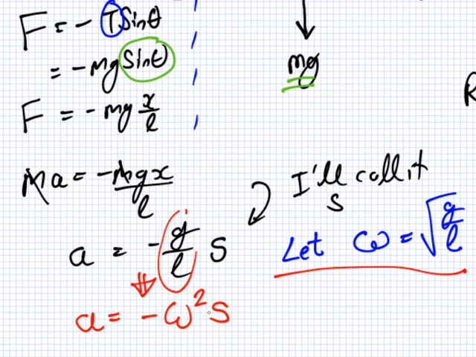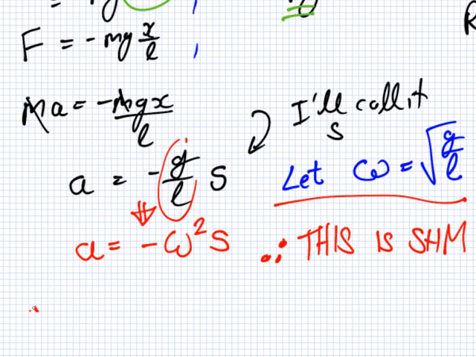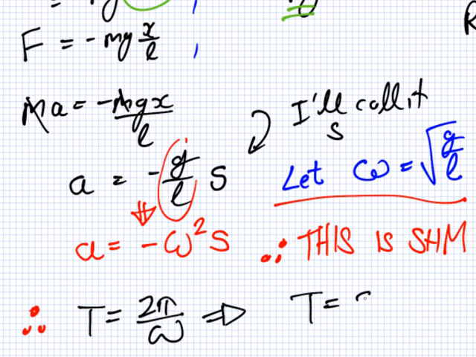Does this formula look familiar? It's the formula for what? Simple harmonic motion. So therefore, this is simple harmonic motion. Therefore, what's the formula for time? Do you remember? 1 over frequency. And the other formula? There's two formulas. 2 pi over omega. So this gives you the result. T equals 2 pi root L over g.